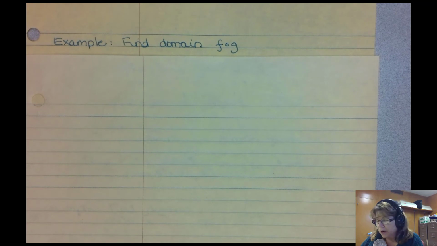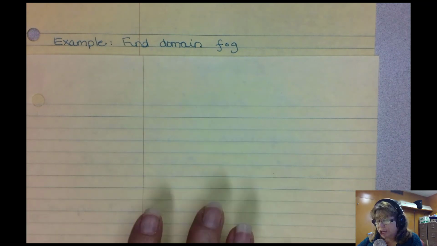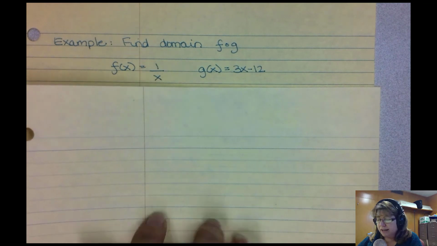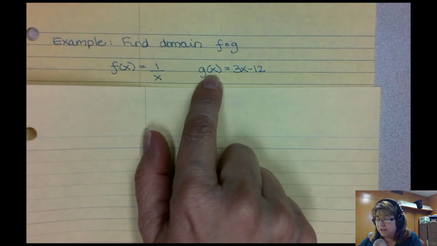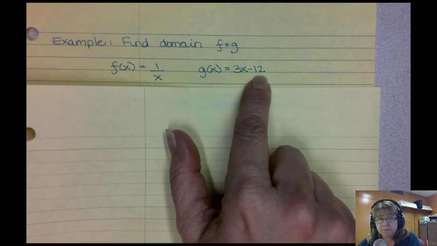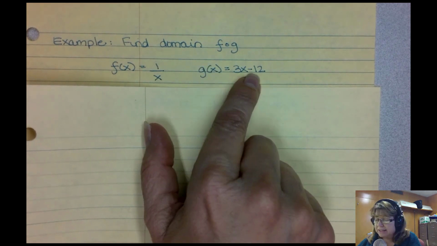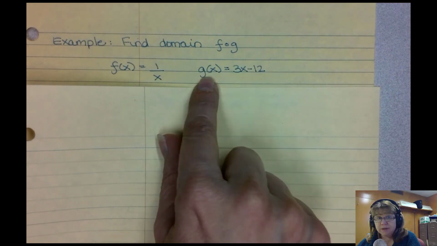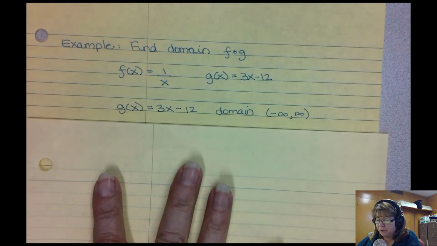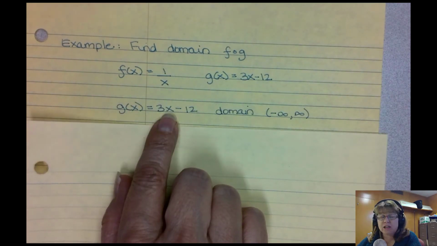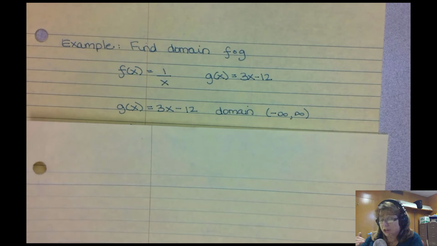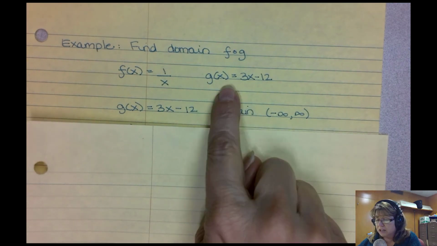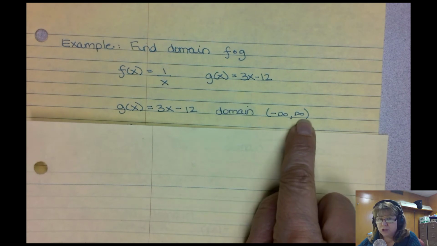Let's run through a few more examples of finding the domain of f of g. Let's say our two functions, f of x is 1 over x, and g of x is 3x minus 12. And remember, I'm putting g of x inside f of x. First things first, is there any restriction on g of x? Well, no, because I don't have a square root and I don't have a denominator. So we actually do not have any restriction on the g of x portion of this problem. So my whole entire domain of g of x is from negative infinity to infinity.